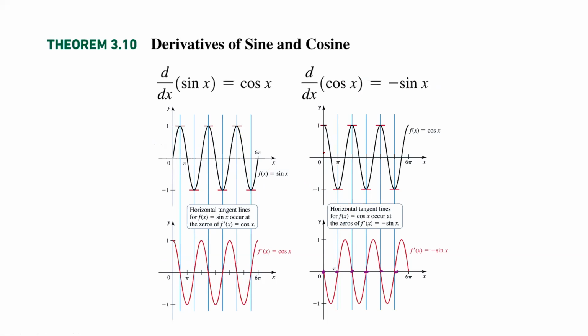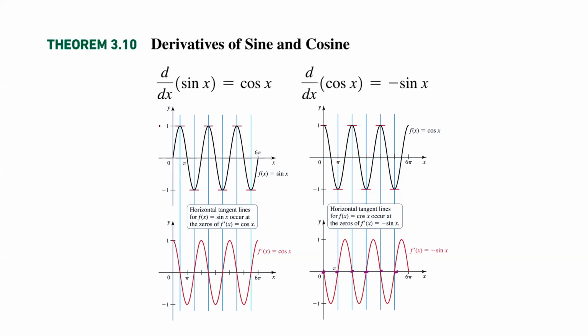We can kind of see how the points where we know there's a horizontal tangent for cosine correspond to the points where negative sine is equal to 0. When cosine is decreasing, we see that negative sine is negative. When cosine is increasing, then negative sine is positive. So they really kind of do agree with each other graphically.